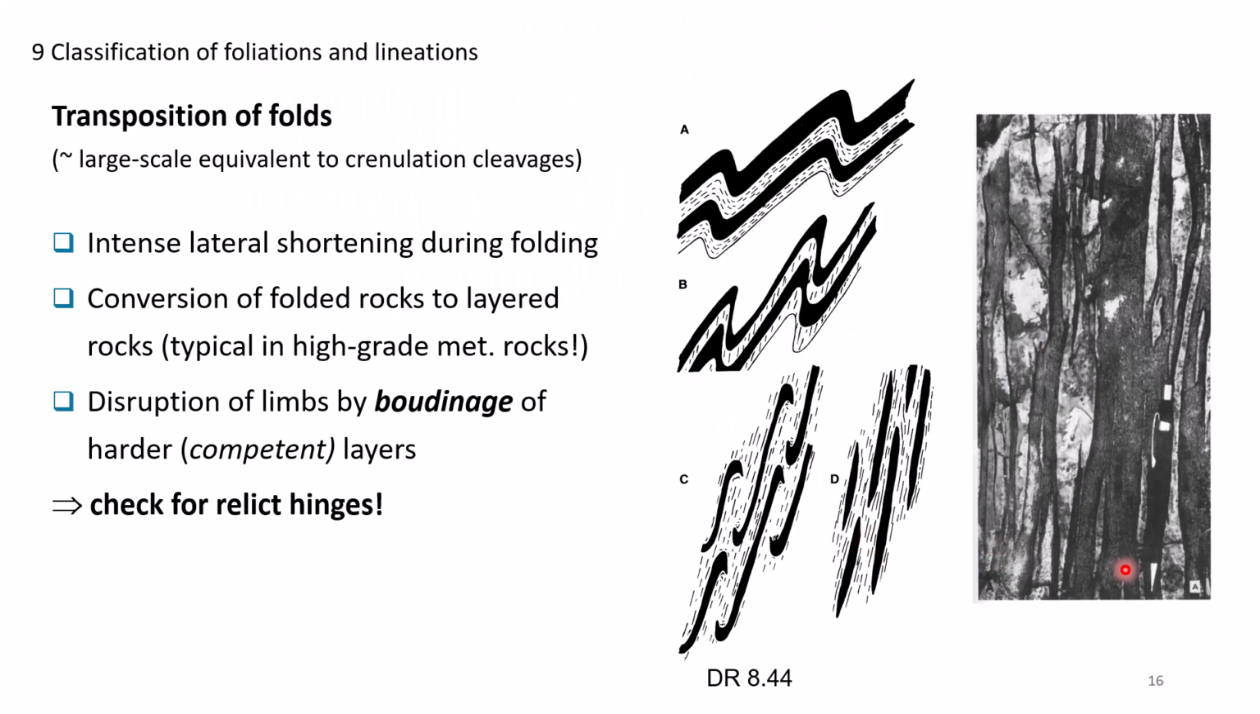Here we see an example of such a situation. Here these white layers would have been the more competent ones. Probably these are quartz feldspar dominated lenses in a more micaceous, softer matrix. And we can see here these typical lens shapes that grade into layers that we see here. All these are very likely limbs of folds that got disrupted and now form isolated lenses in the softer matrix.